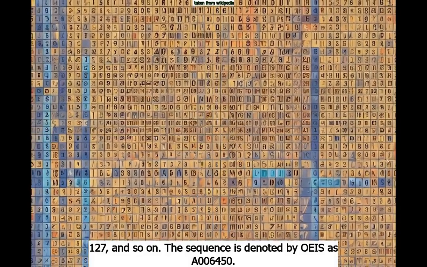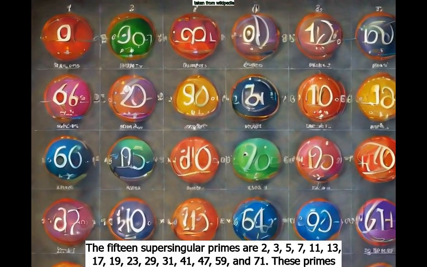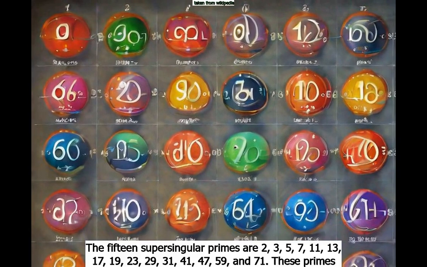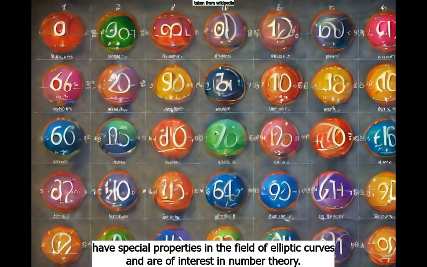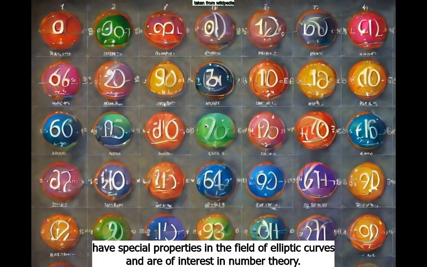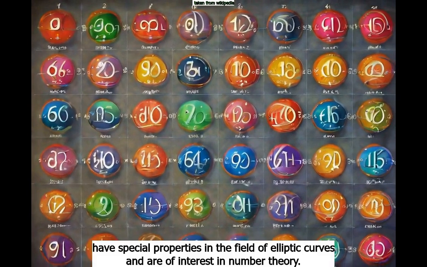The 15 supersingular primes are 2, 3, 5, 7, 11, 13, 17, 19, 23, 29, 31, 41, 47, 59, and 71. These primes have special properties in the field of elliptic curves and are of interest in number theory.